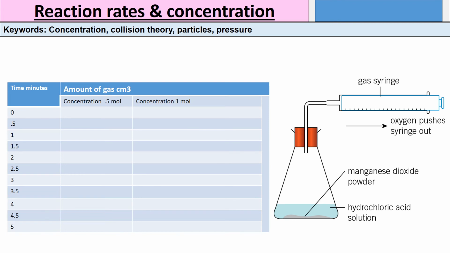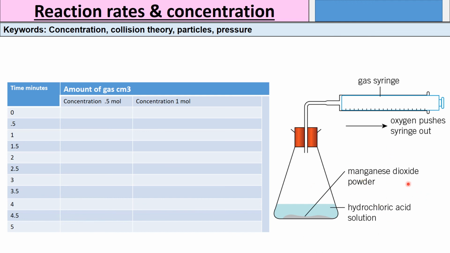So as you can see from this diagram here on the screen and what you're about to see in a minute during the live experiment, we've got a conical flask and we've got this gas syringe attached to the conical flask. So the gas syringe is going to collect the gas produced here in the conical flask. So we're going to be using hydrochloric acid and changing the concentration, so 0.5 and 1 mole concentration. But instead of manganese dioxide, we're actually just going to use marble chips or calcium carbonate, and they release carbon dioxide in a reaction with hydrochloric acid.